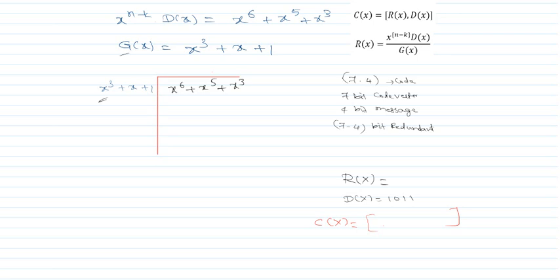So now let us do the division. Here the highest power I have is x^6, and this is x^3. In order to make this x^6, I have to multiply by x^3. So now this is going to be x^3 times x^3, that is x^6, plus x times x^3, that is x^4, plus 1 times x^3, that is x^3. Okay, so now let us do the addition here.